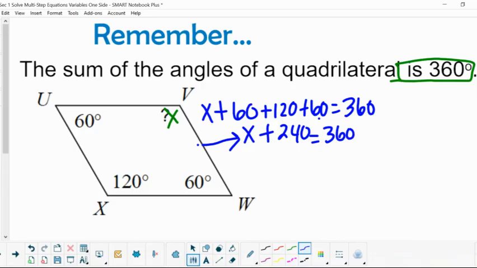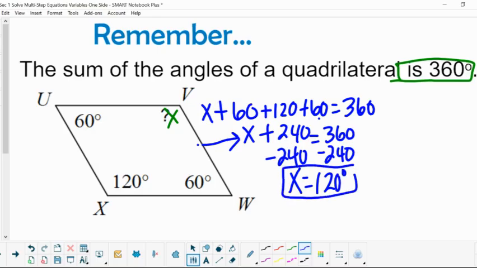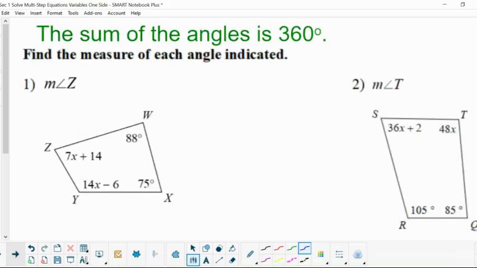Now what do I do to solve for x? How can I get x by itself? Good, subtract 240. Who's got 360 minus 240? 120, so x is also 120. Okay, so that's how we work through those. Now today, we're going to see quadrilaterals, but there will be more than one x in there. So we can do the exact same thing.